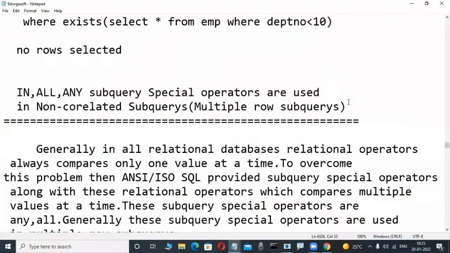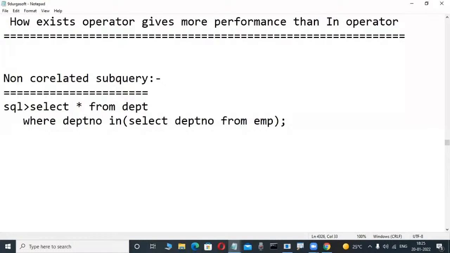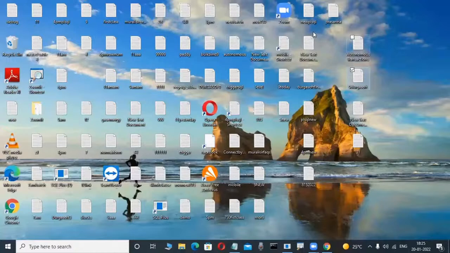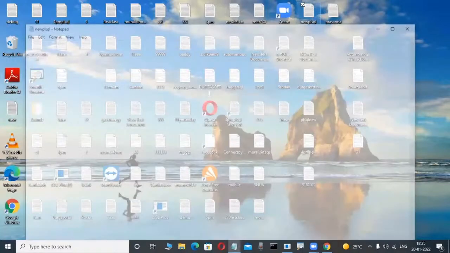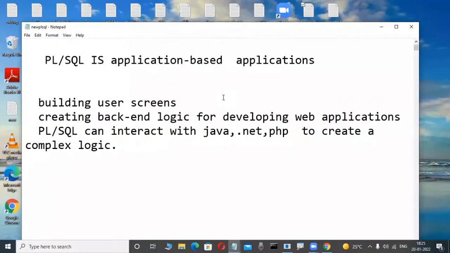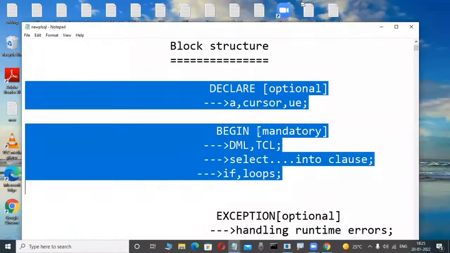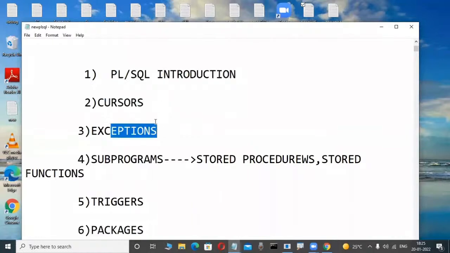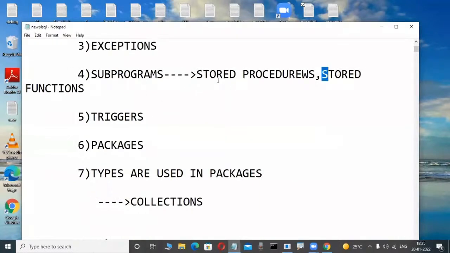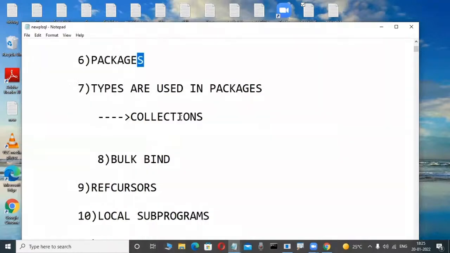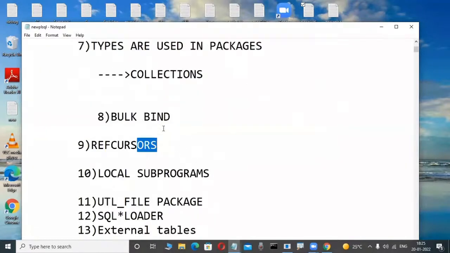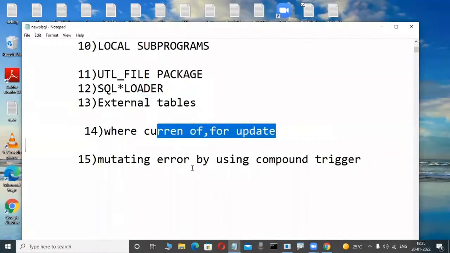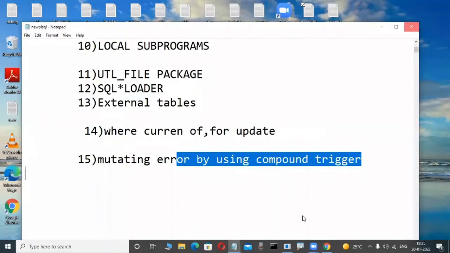Don't worry. Then database objects, so many things are there. We are learning them. These are big concepts. Again, PLSQL means a little bit of coding. Don't be afraid, this is PLSQL. In PLSQL there are cursors, exceptions, stored procedures, stored functions, triggers, packages, types, collections, bulk bind, ref cursors, local subprograms, UTL file packages, SQL loader, external tables, so many things like this. So much syllabus is there.